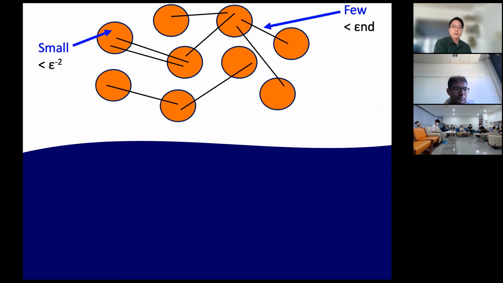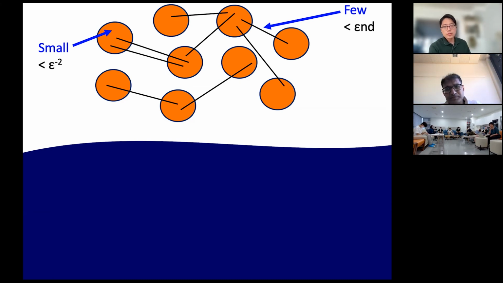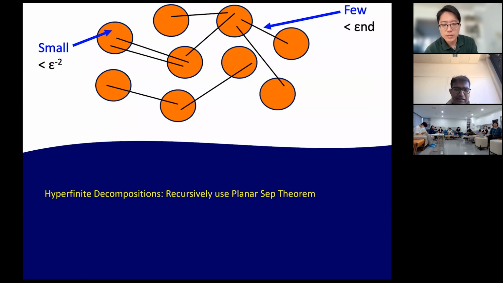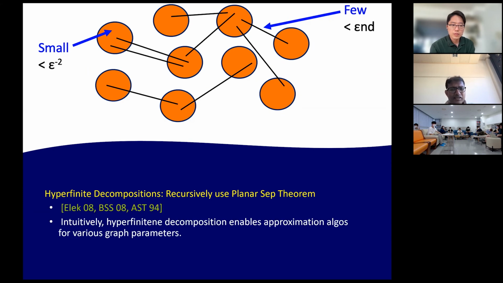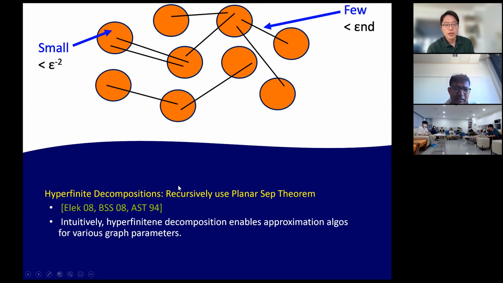You cannot show this for every single graph. Your graph has to be a bounded degree planar graph, and such a decomposition is called a hyperfinite decomposition. It's not a unique decomposition, and they are obtained by using the planar separator theorem over and over again recursively. Such decompositions were first discovered by Alon, Seymour, and Thomas back in '94. They were used for making progress on algorithmic problems in planar graphs by Benjamini, Schramm, Shapira, and others. There are other works that also use this, but these are the ones most relevant for today's talk.